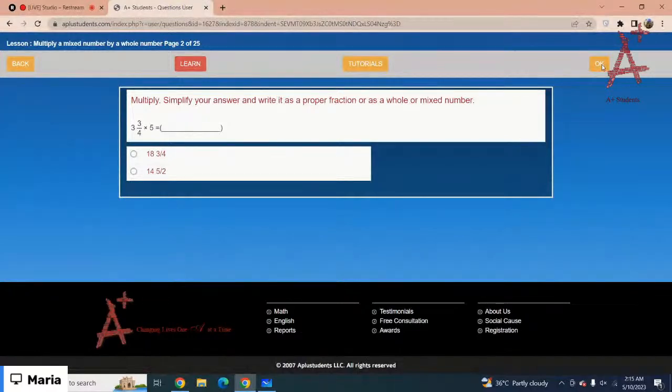Okay, 3 whole 3 over 4 times 5. That's the one I did in the tutorial. So you need to do 4 times 3 plus 3, and it would be 18 whole 3 over 4. The correct option is 18 whole 3 over 4.